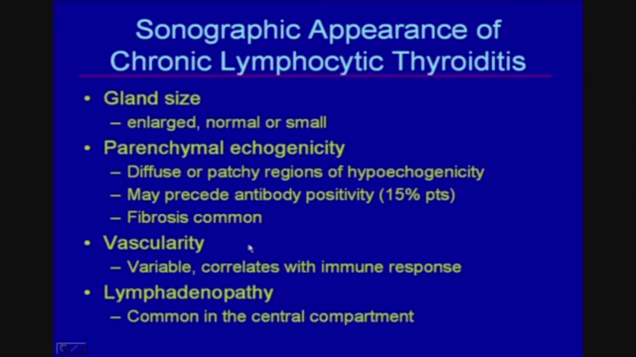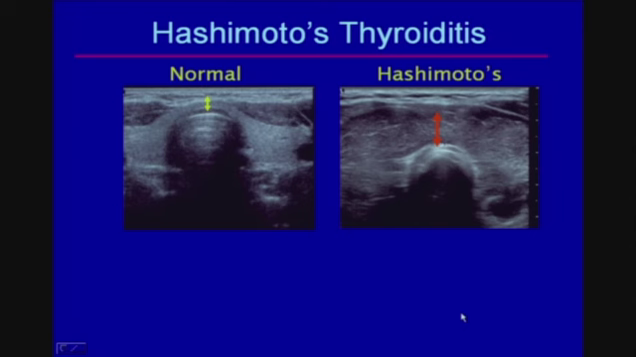Vascularity is very variable. It can be high or low. High vascularity tends to correlate with active immunologic destruction of the gland, and low vascularity, periods of quiescence. And small lymphadenopathy is very common, but particularly in the central compartment of the neck.